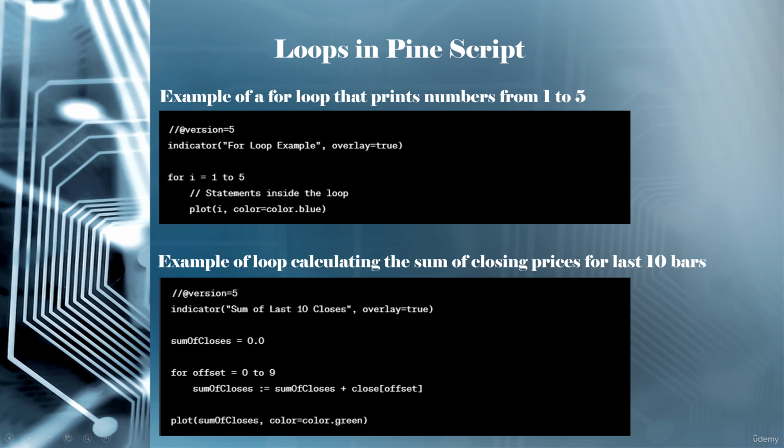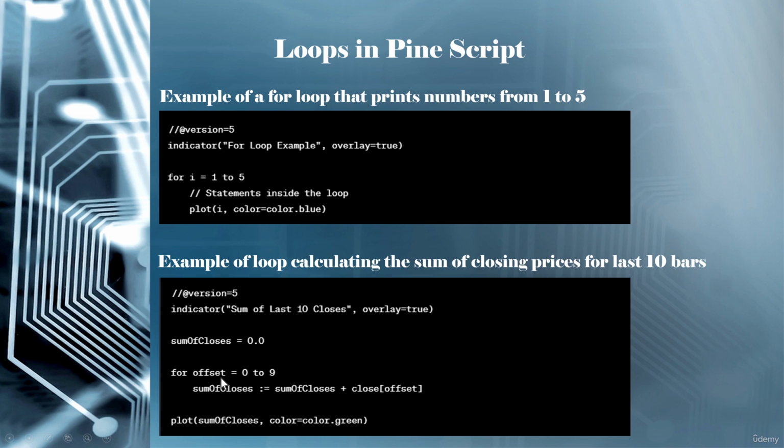It's important to note that PineScript's for loop is often used when dealing with historical data or performing repetitive calculations that involve iterating through a range of bars. So here is a more practical example where a for loop is used to calculate the sum of closing prices over the last 10 bars.